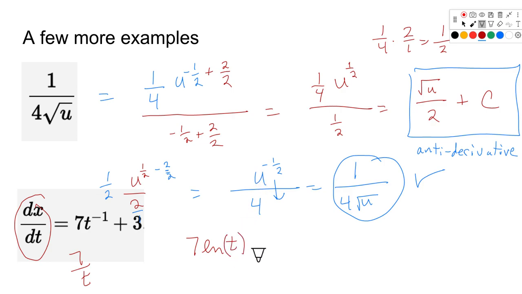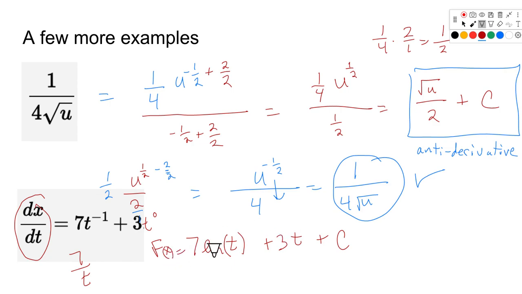How about plus 3? What would give us a derivative of 3? 3t. So again, with this one, you might want to write t to the 0. Add 1 to the exponent, you'll get t to the 1. Divide by 1. Plus c, right? And then if you check it out, this we're saying is the antiderivative function.